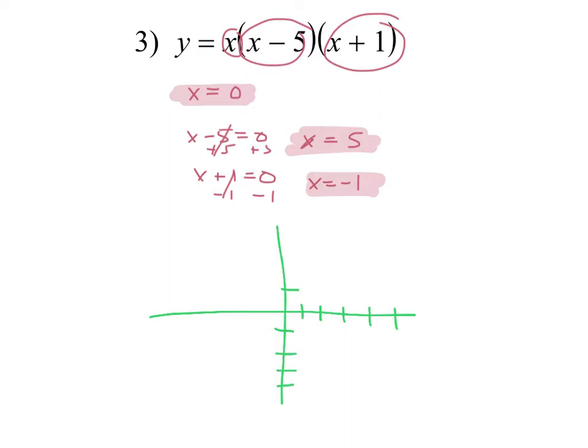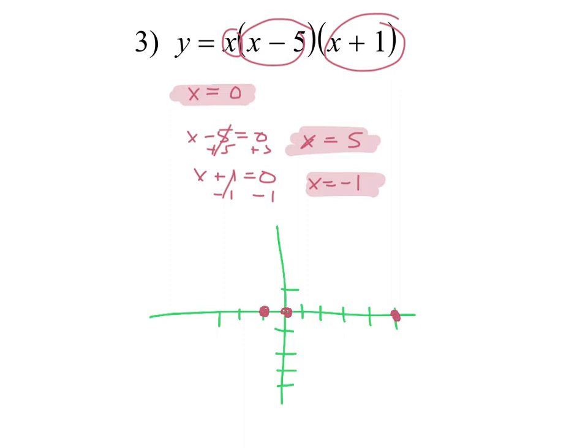Where are points going to go on the graph? Oh, x is on the x line, so you need to point 5 and -1. Just 5 and -1? And 0. And 0.